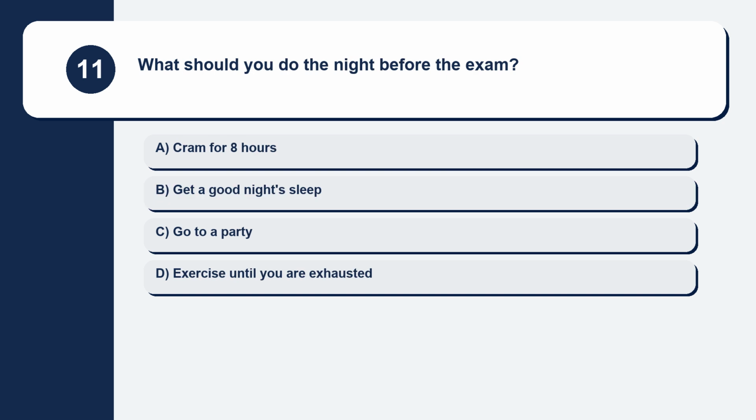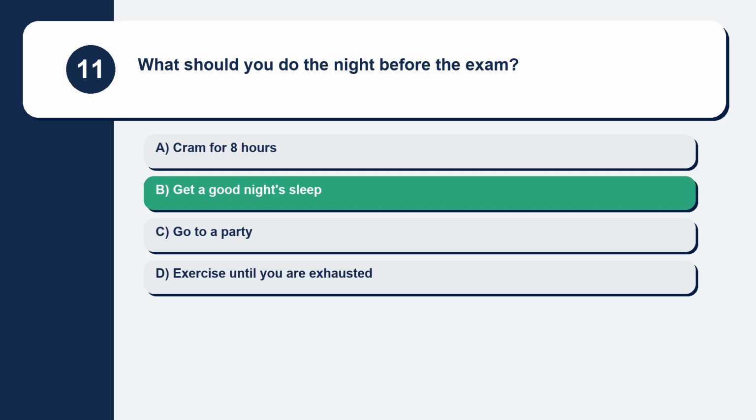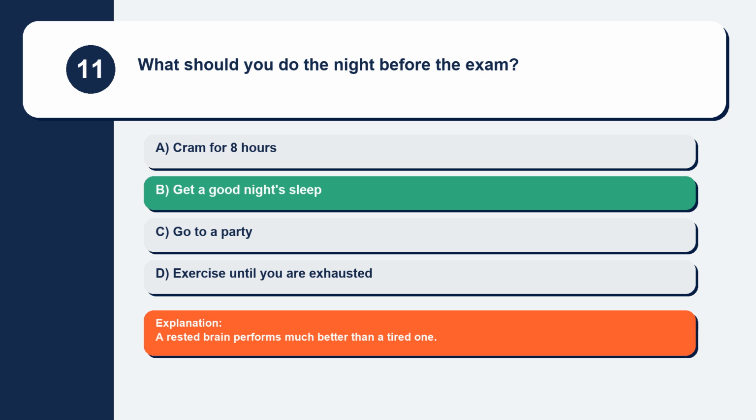Question 11. What should you do the night before the exam? Cram for 8 hours. Get a good night's sleep. Go to a party. Exercise until you are exhausted. A rested brain performs much better than a tired one.